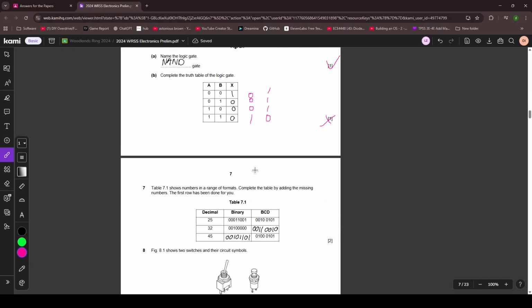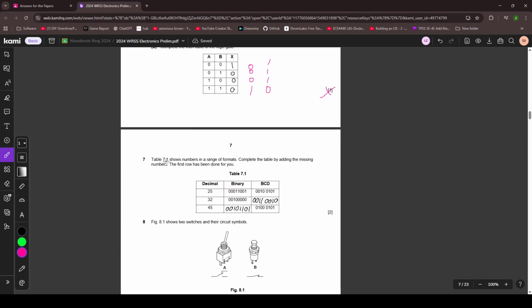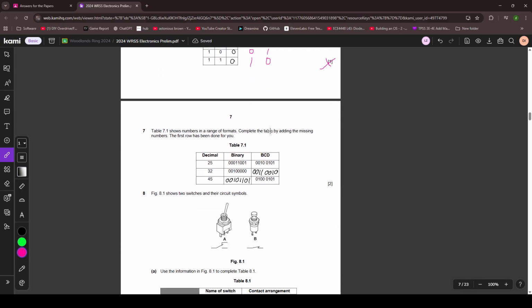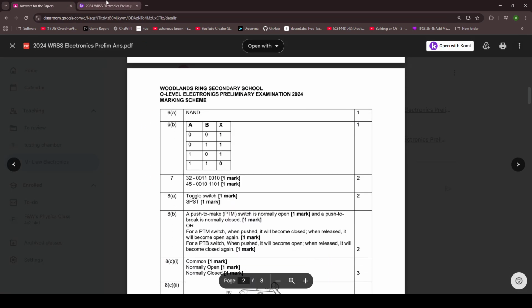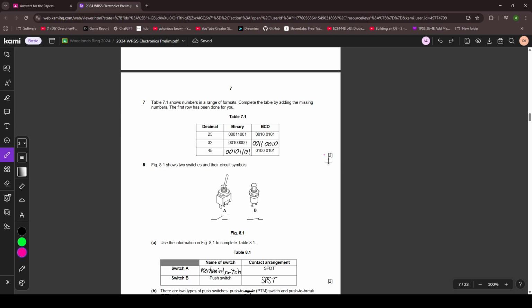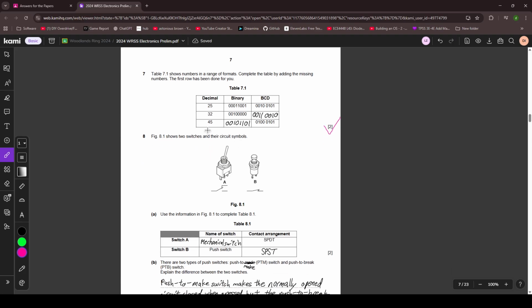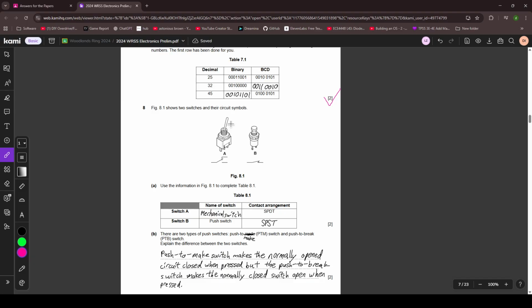Complete the table by adding the missing numbers. BCD, so this is 2, this is 3, this is right. And then 45 in binary, 101101. You got that right. Nice. If you want to know how to change, I have a video on it. Wow, I'm explaining nothing. I should start to explain some stuff. I will mainly explain the explanation question stuff.